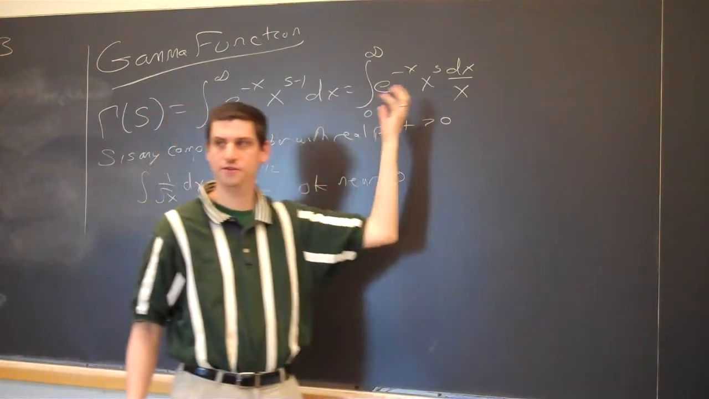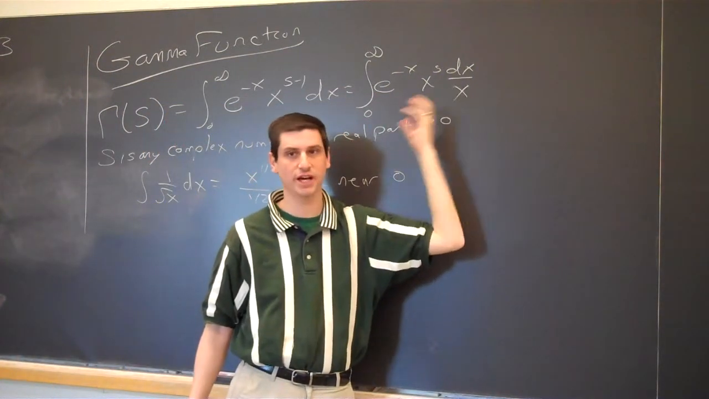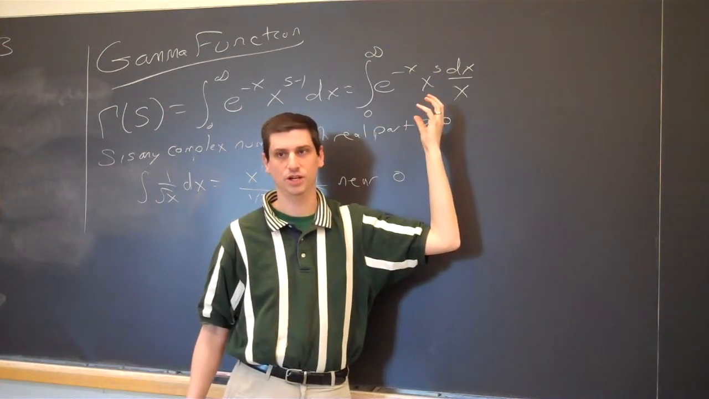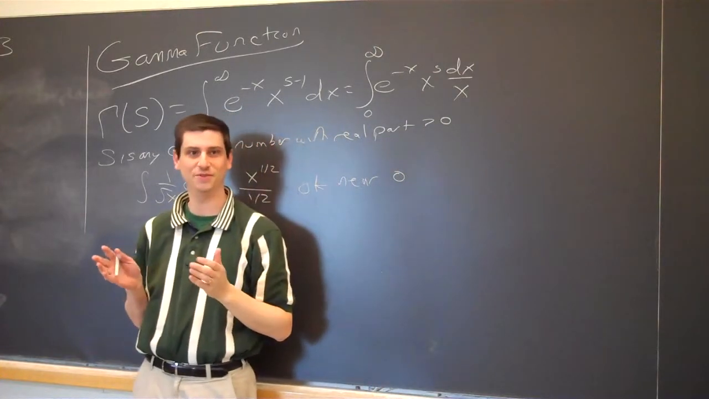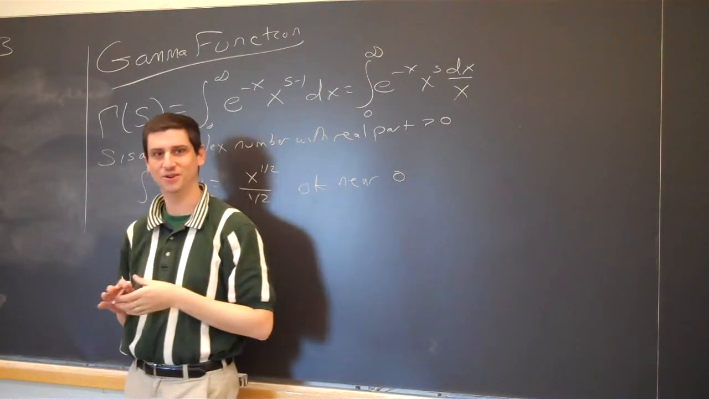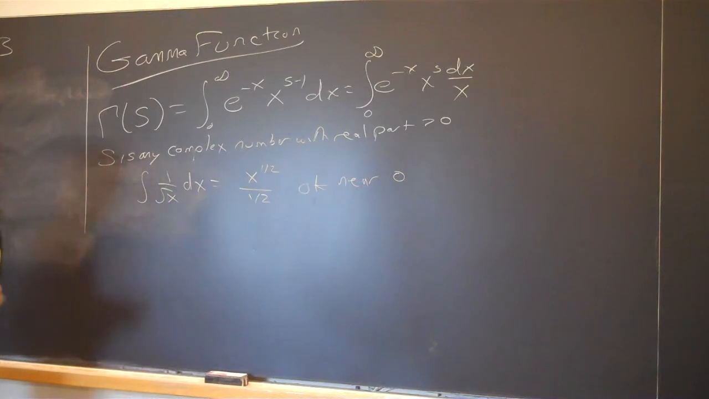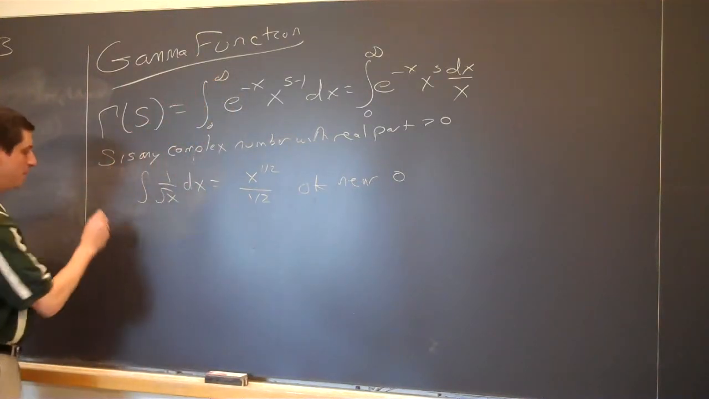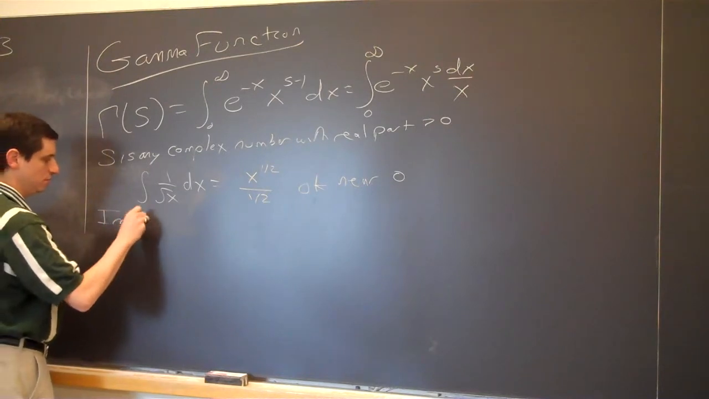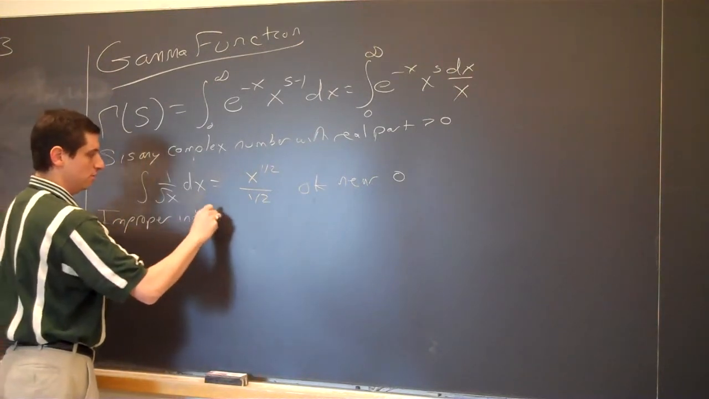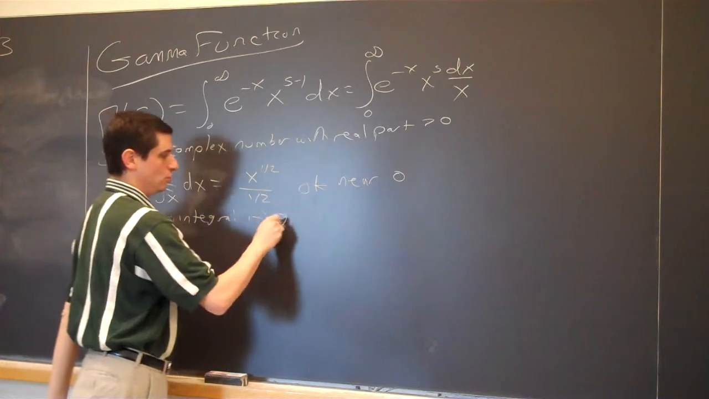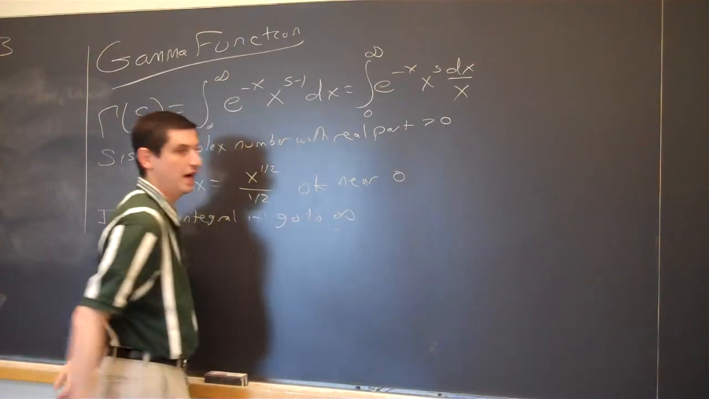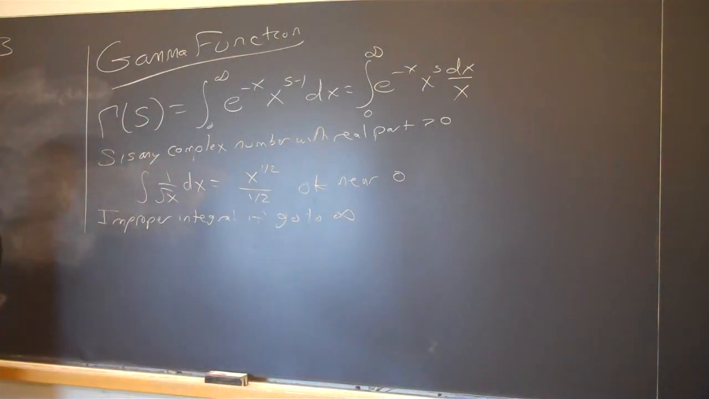How many of you have heard the phrase or done improper integrals in Calc 2? How many of you have only integrated from 0 to 5 or 0 to any finite number? Oh dear. I'll edit that out later. When you integrate all the way up to infinity, it's an improper integral. You need to make sure the function decays fast enough so that everything is well behaved.